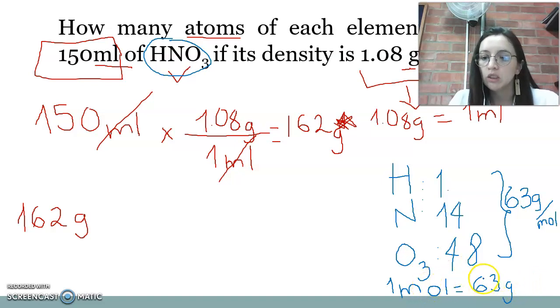Okay, so 1 mole equals 63 grams. Why? Because I am adding all the atoms together. This is the mass of one molecule or 1 mole of this compound. Okay, so please take it. This is your conversion factor.